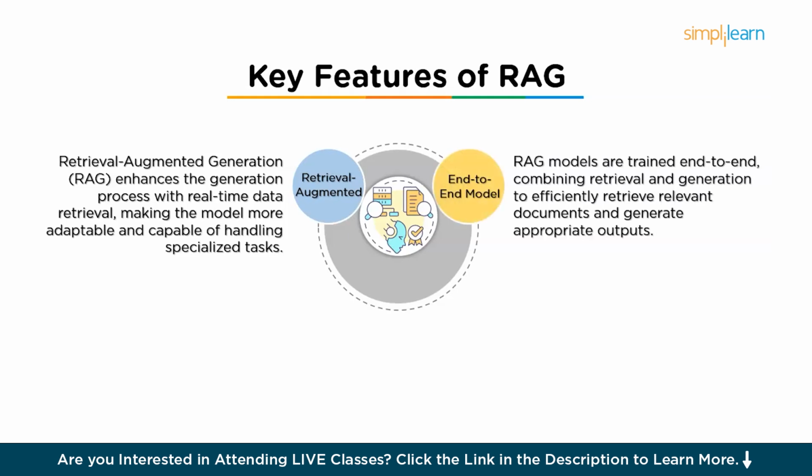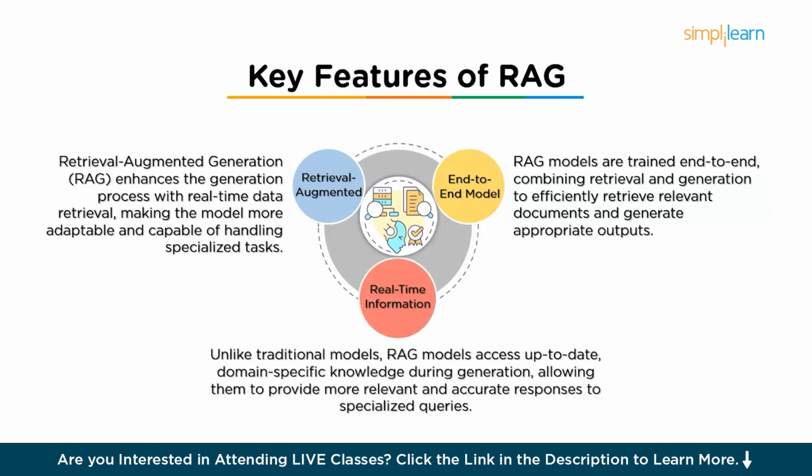Then comes the end-to-end model. RAG models are typically trained end-to-end, meaning the retrieval and generation components are trained together as part of a single model. This allows the model to learn how to retrieve the most relevant documents and generate the most appropriate output from them, creating a unified and efficient system.